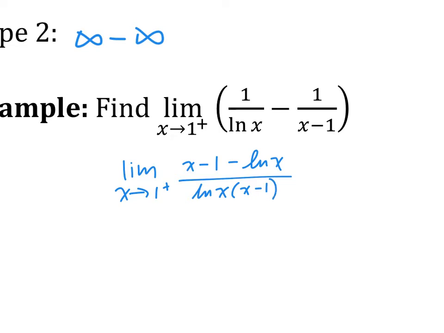Okay, now let's look at plugging in 1. In the numerator, 1 minus 1 minus natural log 1. Natural log 1 is 0, and the whole thing just becomes 0. In the denominator, natural log 1 is 0, and x minus 1, so 1 minus 1, is also 0. So it's going to be 0 over 0, which is what we want. So let's prove that we can use L'Hopital's rule.